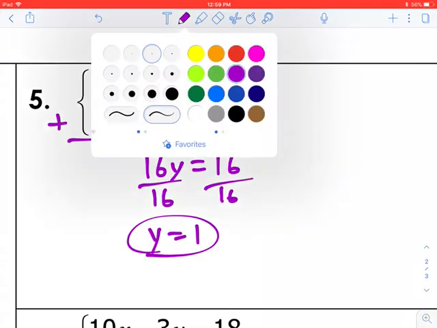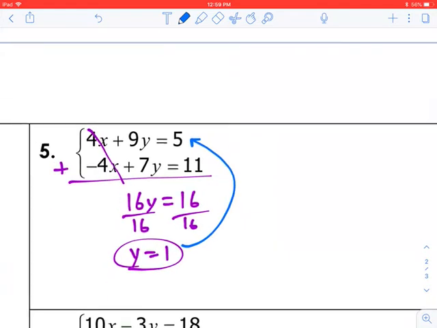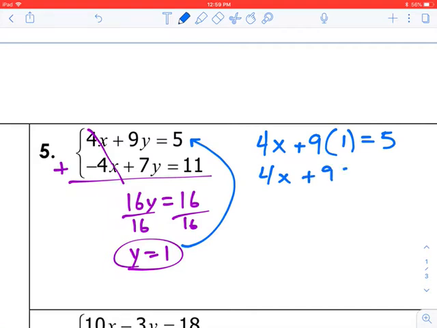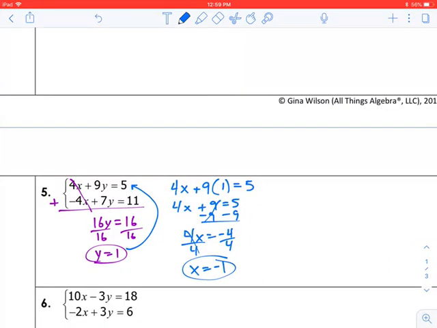And then I need to plug that back in to one of these. I'm going to choose the top one. So 4 times x plus 9 times y, so 1, equals 5. So that's 9. 4x plus 9 equals 5, and then I solve. Subtract 9. 4x equals negative 4. Divide by 4 to both sides. x equals negative 1. So x comma y is negative 1, 1.